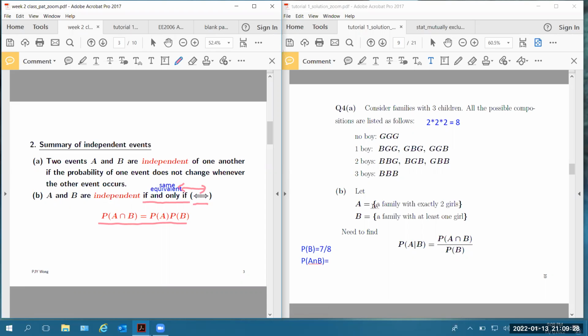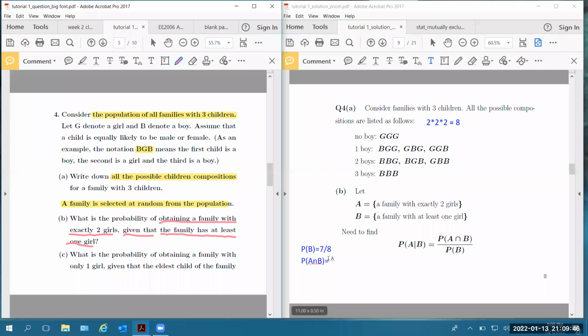But here, do we know A and B are independent or not? You look at it, this one is very difficult to tell. How do you know these two are independent or not? I think it is very hard to tell. So that means you don't know for sure, so don't use it. If we don't use it, then how to find it? Well, then you go and find it directly.